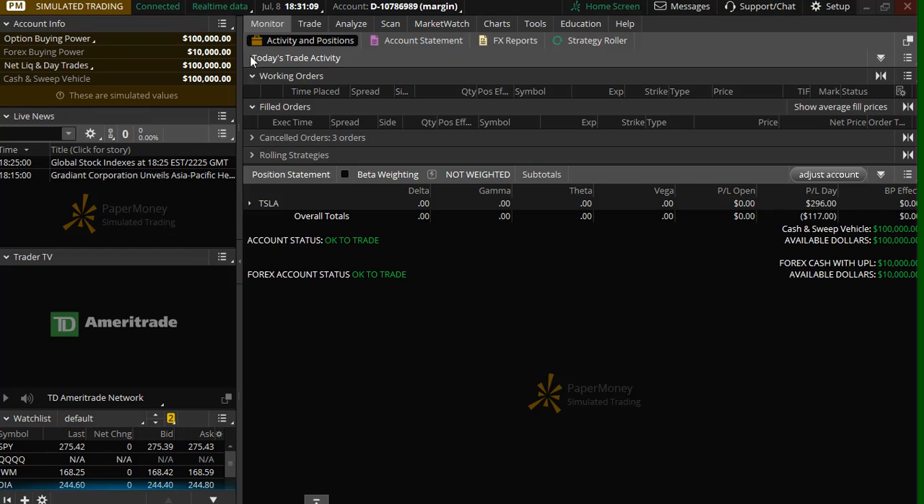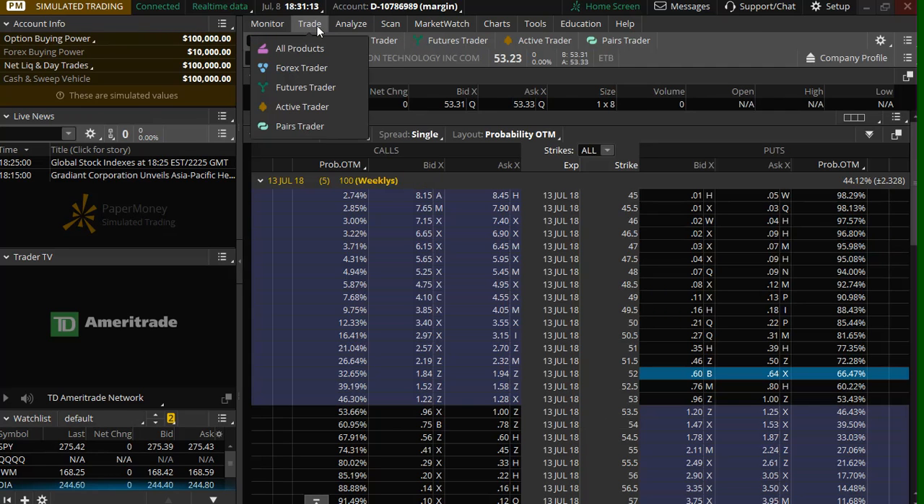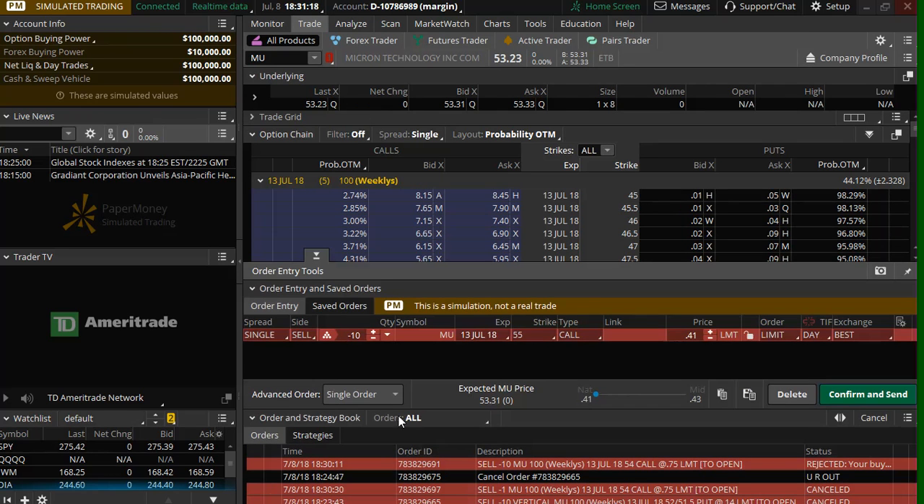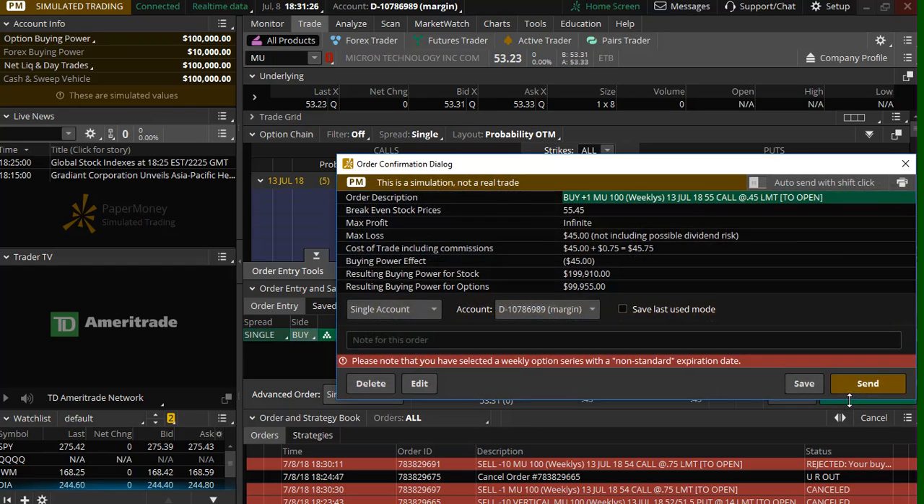So I need to go through the same step again. Trade. Gonna buy one contract or sell one contract. Need to change it to buy. Confirm and send.